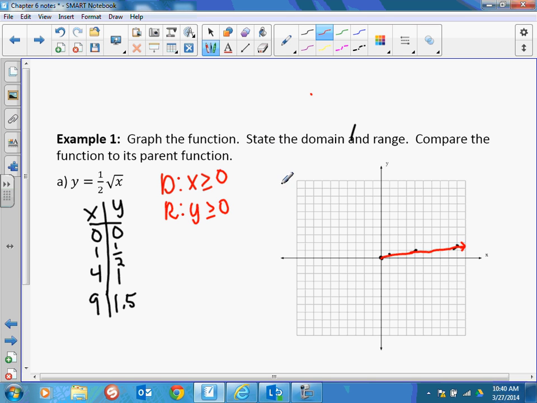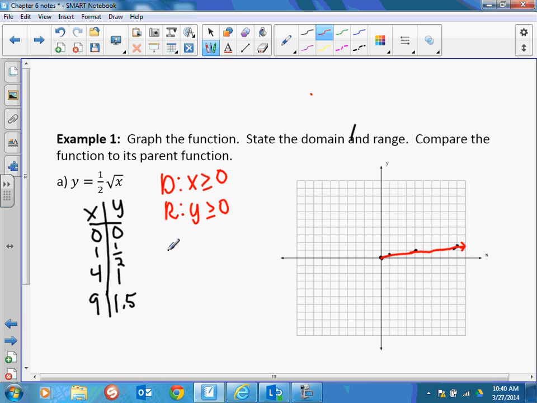Okay, and then it says compared to the parent function. The only difference between the parent function and the original is that 1/2. And what that 1/2 does is it makes it shrink vertically. Because if you don't have that 1/2 there, then you just have the square root of 1 is 1, square root of 4 is 2, square root of 9 is 3. So all the y's would be bigger. But because you multiply all the y's by 1/2, it makes it vertically smaller.